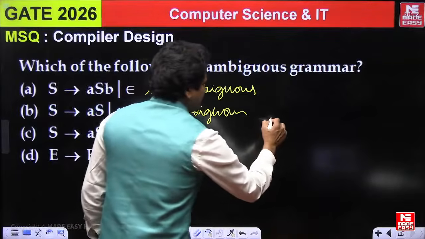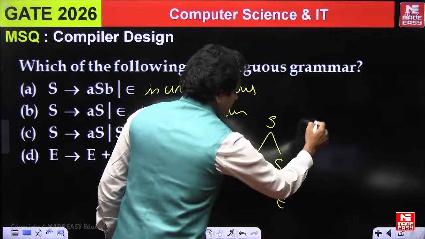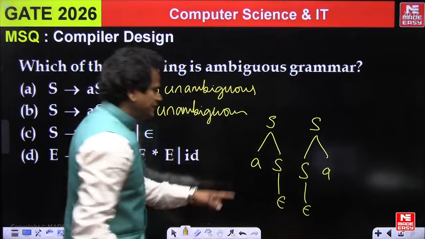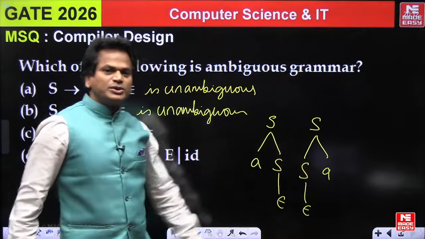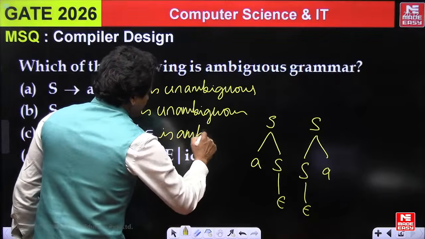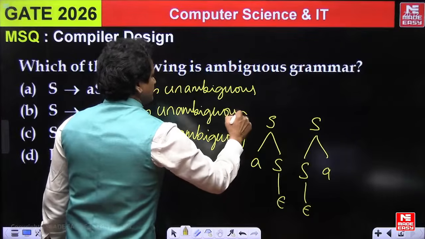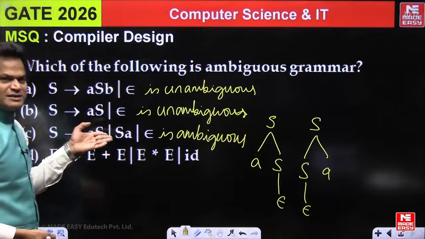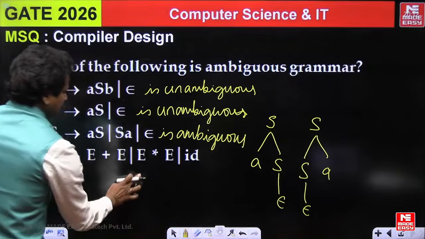Next, AS and SE. Yes, this is ambiguous. S derives AS plus epsilon, S derives SA plus epsilon. Here the string is A, here also the string is A. The same string has two different parse trees. So this is ambiguous. Next, coming to this one, it is a standard question. Actually, we have done this question and this question also in the class.